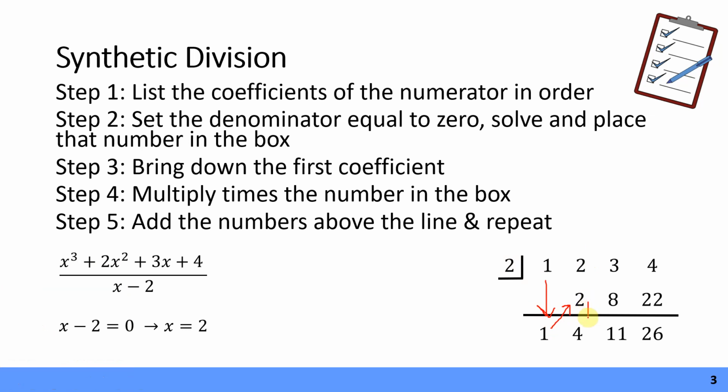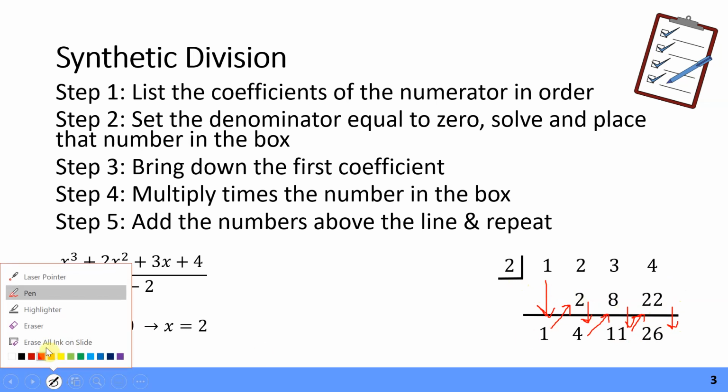And then 2 plus 2, you come down here. 2 times 4, 8. 8 plus 3, 11. 2 times 11, 22. And then 22 plus 4, 26. So it's a little zigzag line that you're going to be repeating. All right, that's step number 5.